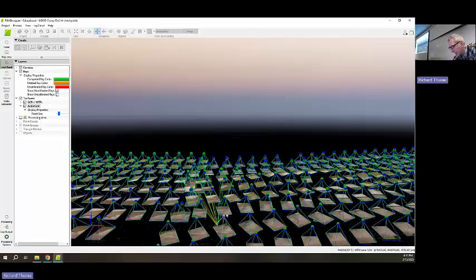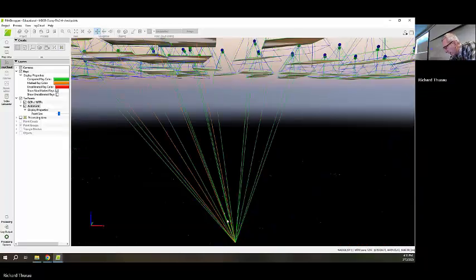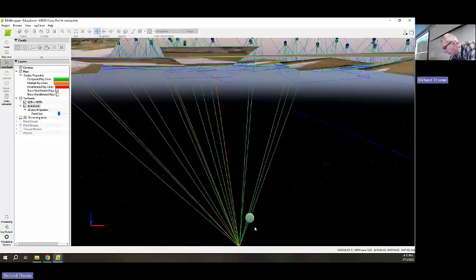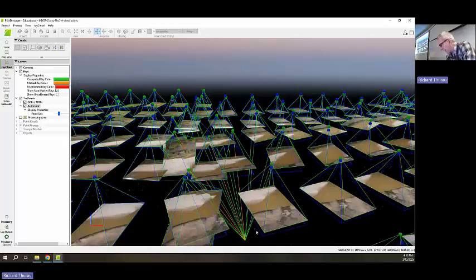And they're color-coded. The computed ray color is green, the marked ray color is orange, and the uncalibrated ray color is red. So hopefully I only have green and orange here. And that's what I'm seeing. I don't see any other color. So that's kind of useful.